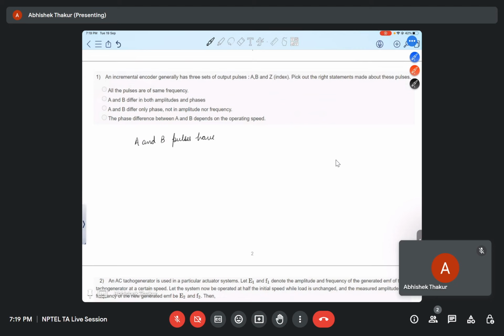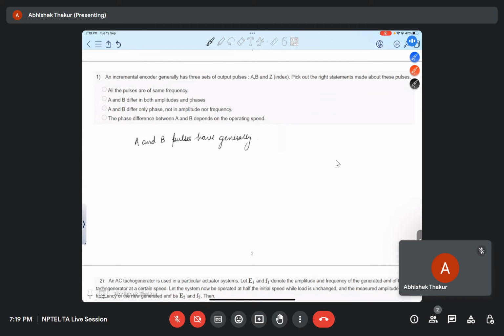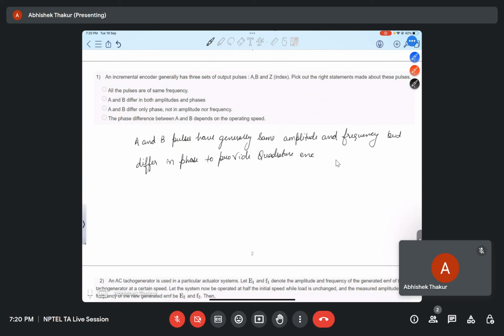So A and B pulses generally have the same amplitude and frequency but differ in phase to provide quadrature encoding. So option C is the correct one.